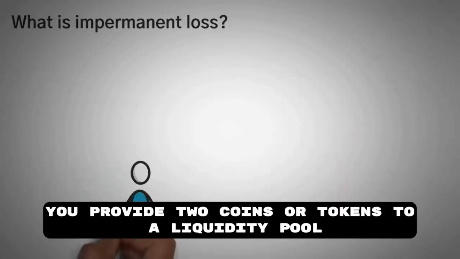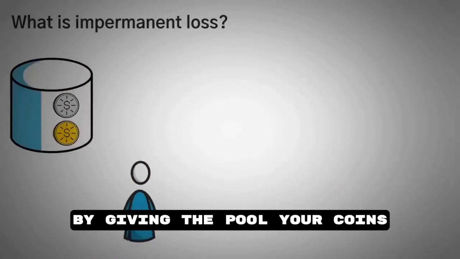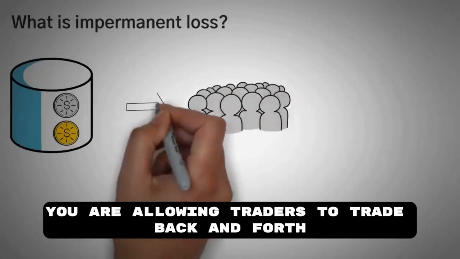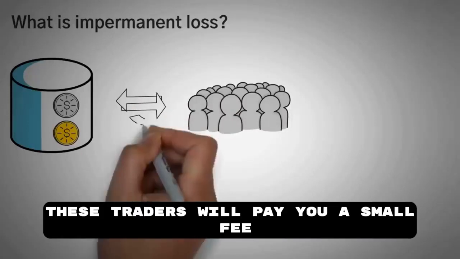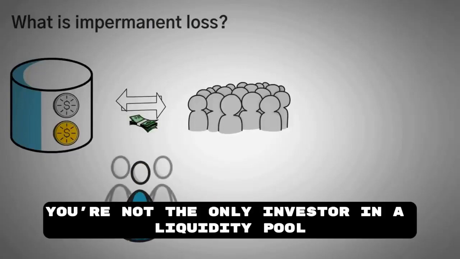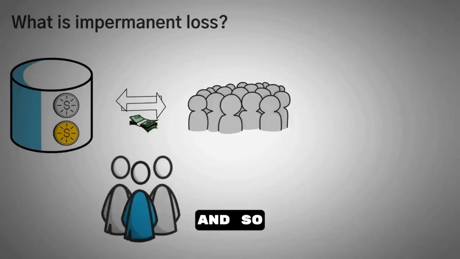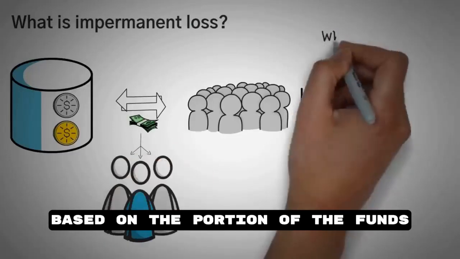So basically, you provide 2 coins or tokens to a liquidity pool. By giving the pool your coins, you are allowing traders to trade back and forth using your 2 tokens. And due to this, these traders will pay you a small fee. In fact, in most cases, you're not the only investor in a liquidity pool, and so all the investors will split up those fees evenly based on the portion of the funds that they contributed.